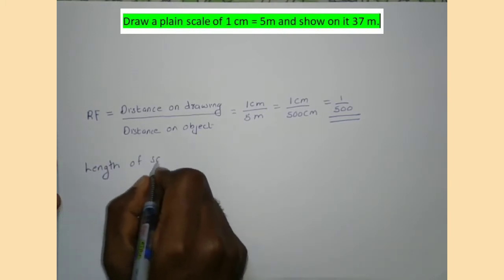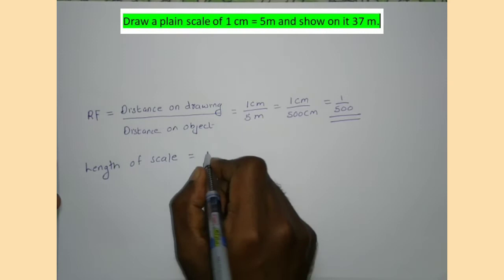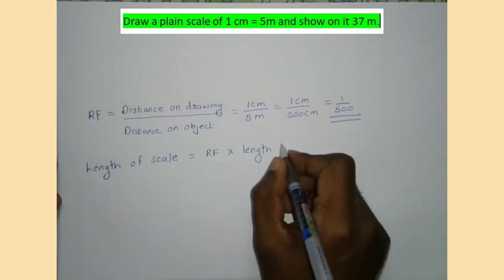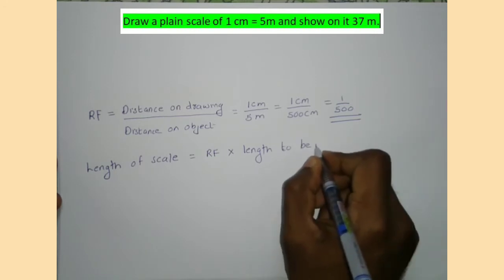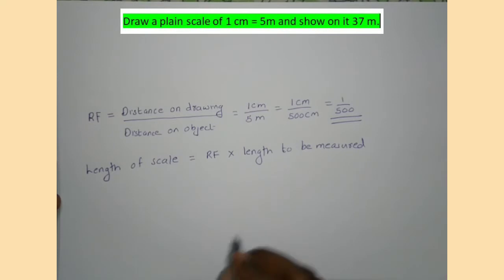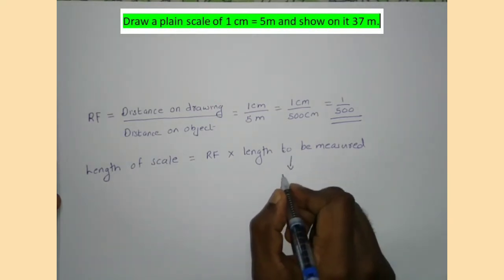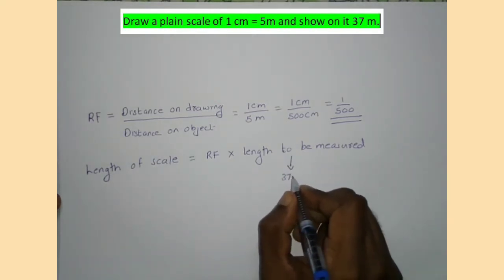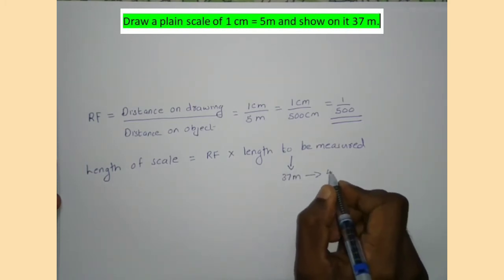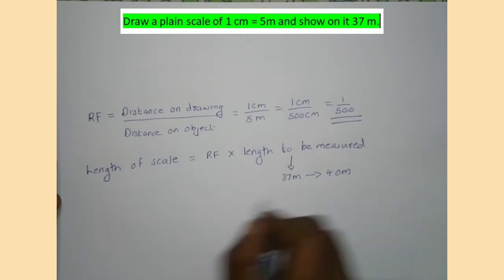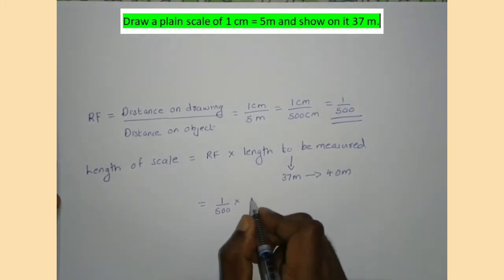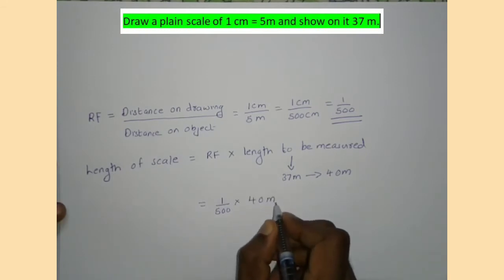Now we have to find the length of scale. Length of scale equals RF into length to be measured. Here we have to measure, or show, 37 meter, and therefore I am taking a scale of length 40 meter. Therefore length to be measured I am taking as 40 meter. Therefore length of scale equals 1 by 500 into 40 meter.